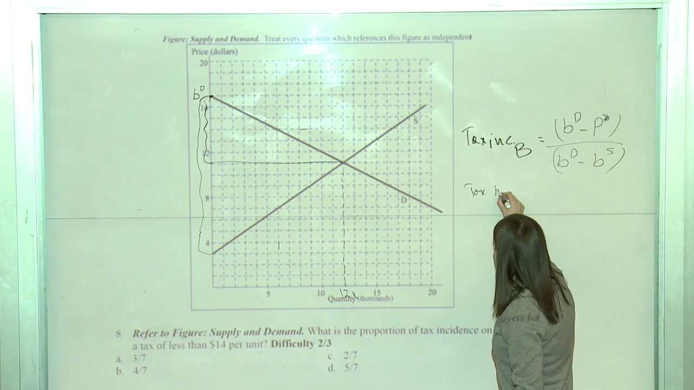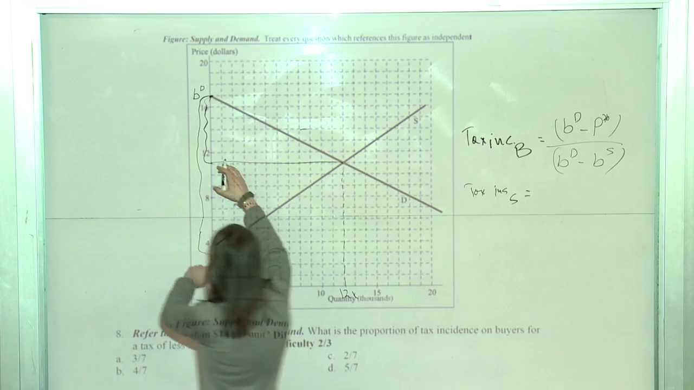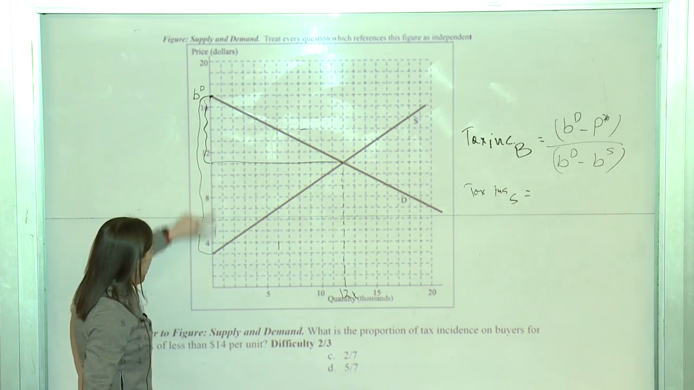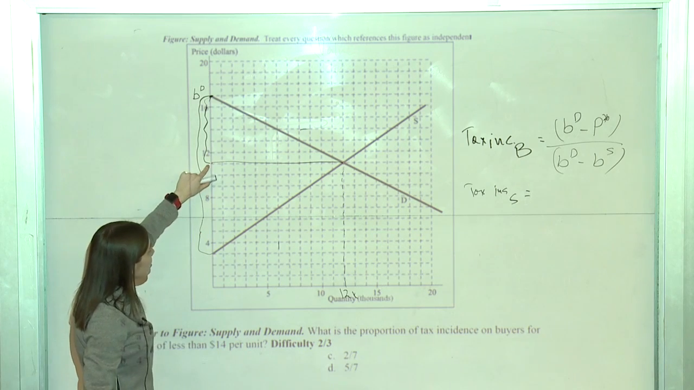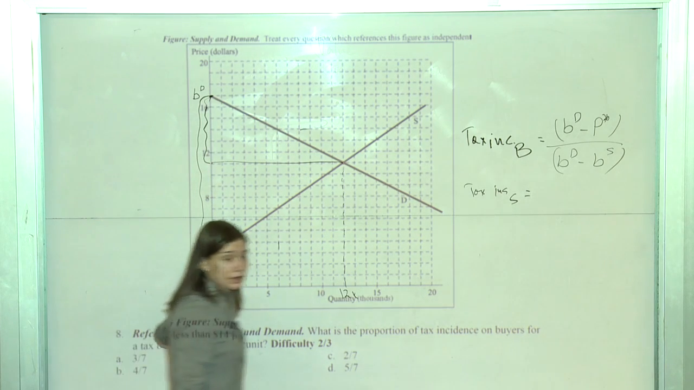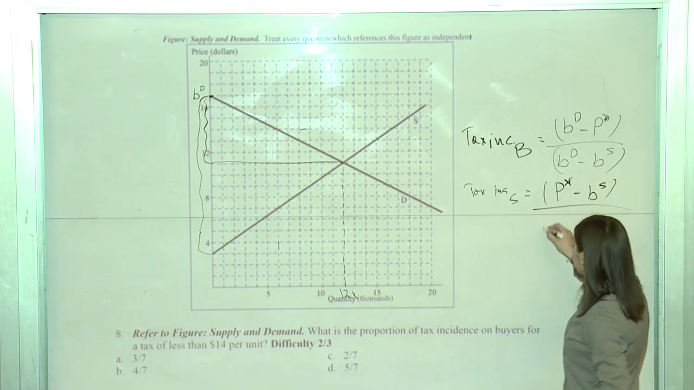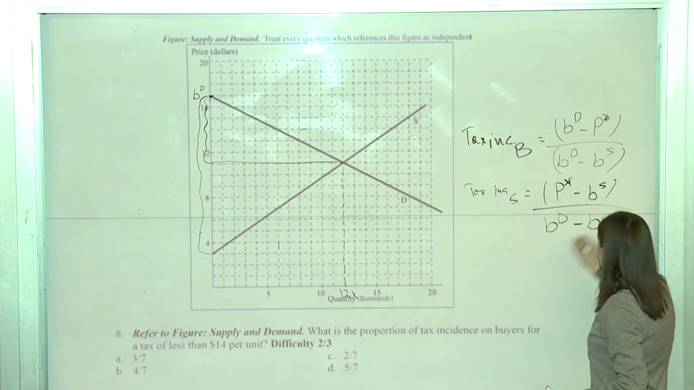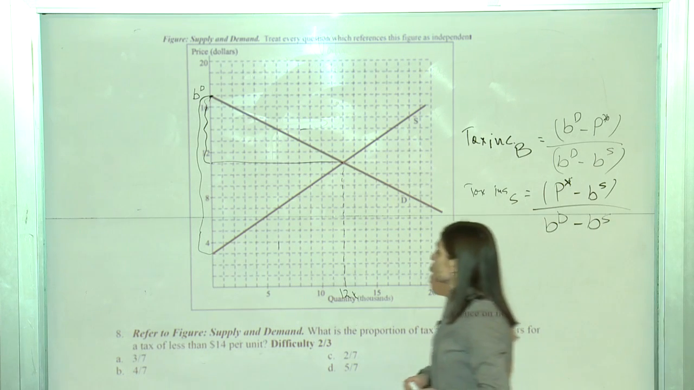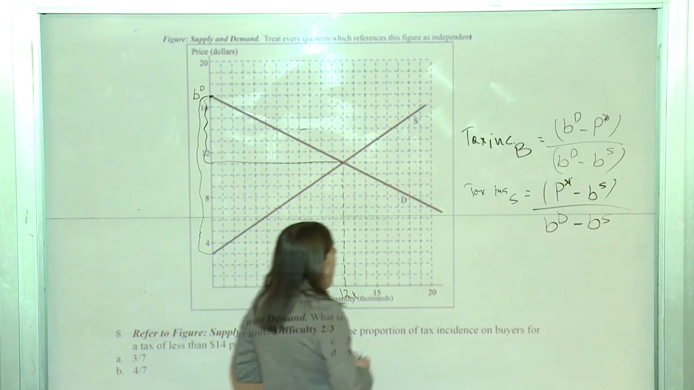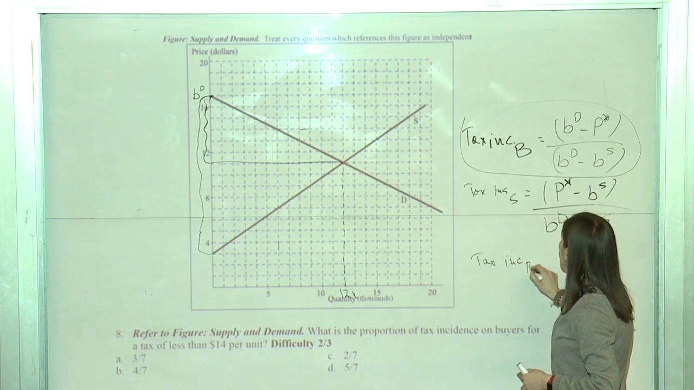And the tax incidence on producers or suppliers is going to be the ratio of that part here divided by the whole, and this is the price in equilibrium minus the intercept of the supply curve, again divided by the difference in the intercepts. So whenever you're asked about tax incidence, you can use those formulas. And we are asked about tax incidence on buyers, so we're just going to plug in the values.